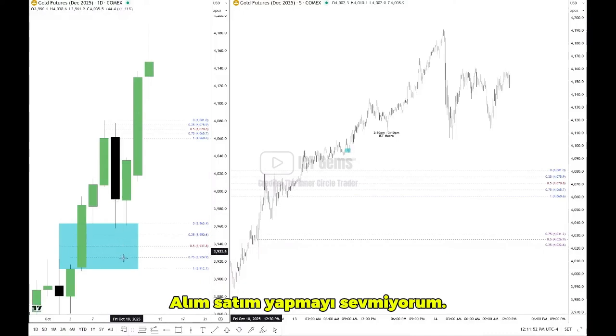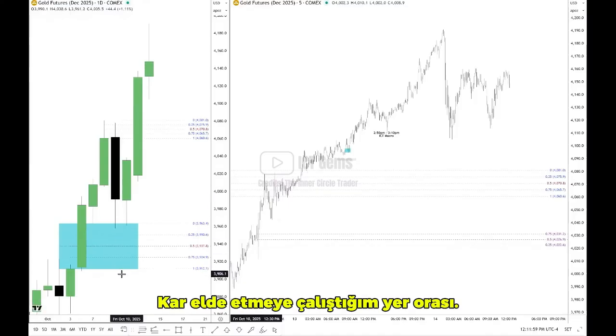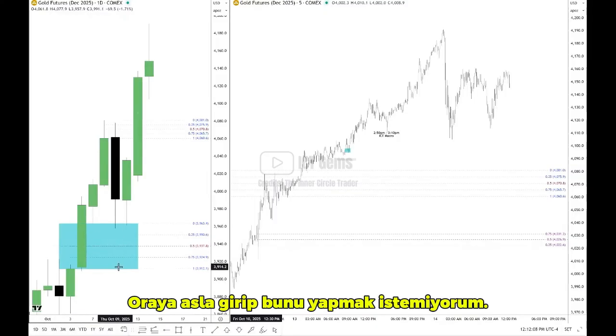I don't like to trade a full closure of a fair value gap. I like to do that when I'm short. And if it trades down here, that's where I'm trying to take profits. But I do not like to buy a full closure of a fair value gap when it's a buy side imbalance, sell side inefficiency, and I'm bullish. I don't ever want to go in there and do that.